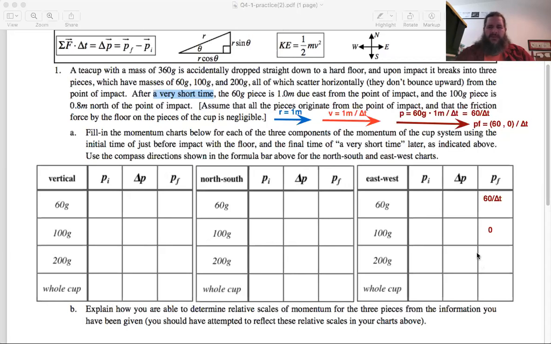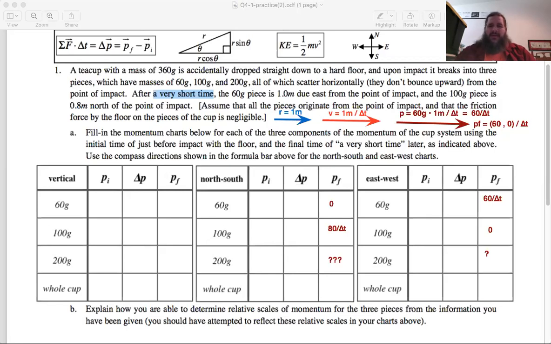And then the 200-gram piece, we don't know yet. Whereas for the north-south chart, we know the 60-gram piece isn't moving north or south at all. But the 100-gram piece, we know moves 0.8 meters north in some unknown amount of time, delta t. So we'd multiply once again in the same way, mass times distance over time. 100 grams times 0.8 meters of distance would be 80 gram meters divided by some unknown amount of time. So this would be 80 over delta t as the northward component of the 100-gram piece's final momentum. And likewise, the 200-gram piece, we don't know.